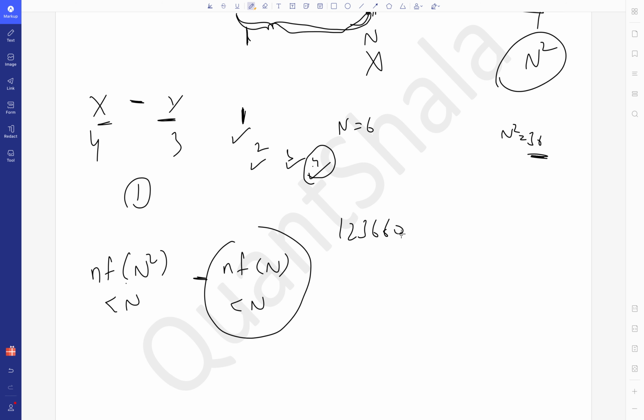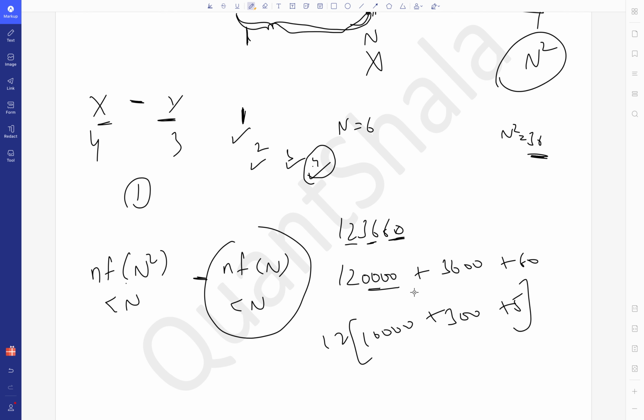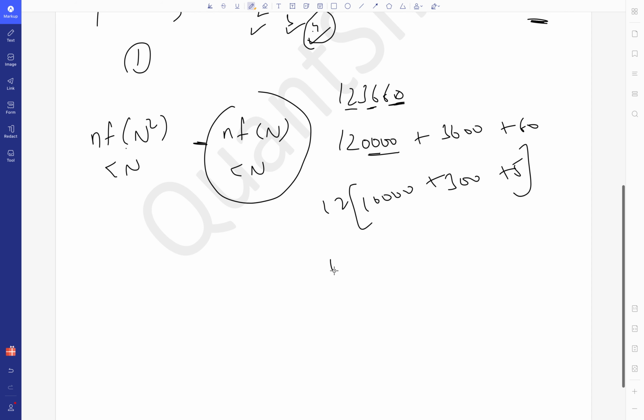So in this case you can also do a conventional prime factorization, but I'll again go with the shortcut approach. So 12 and then 4 zeros after that, plus 36, 2 zeros after that, plus 60. 12 is common. So you get 10,000. This is only possible because all of these two digits are factors of 12. 12 into 10,000 plus 300 plus 5. Okay. So this becomes 12 multiplied by 10,305.